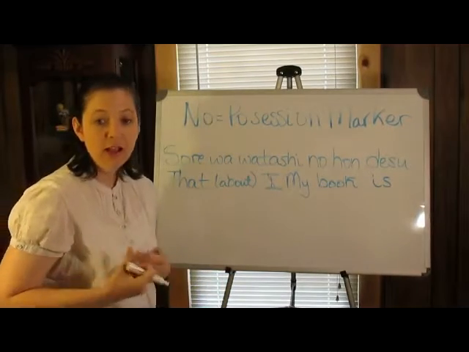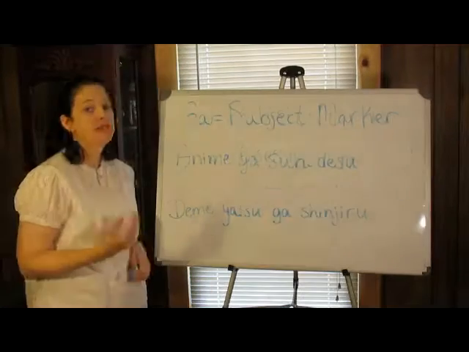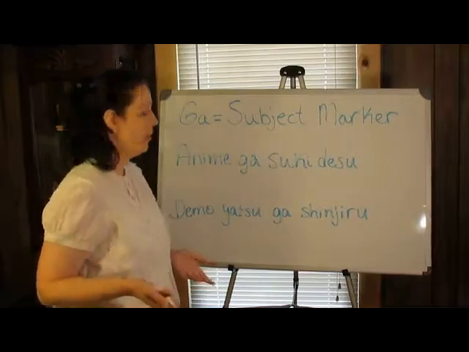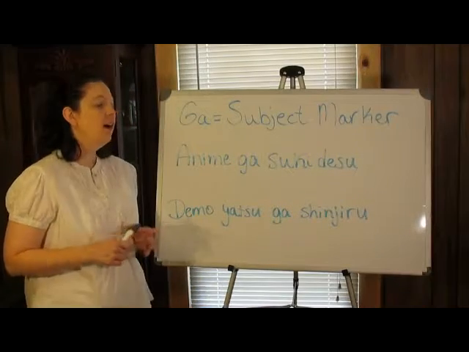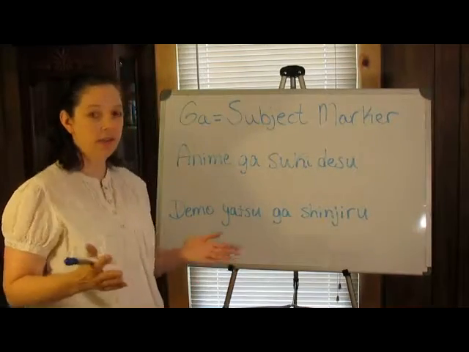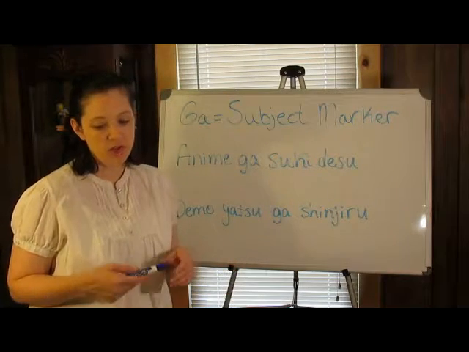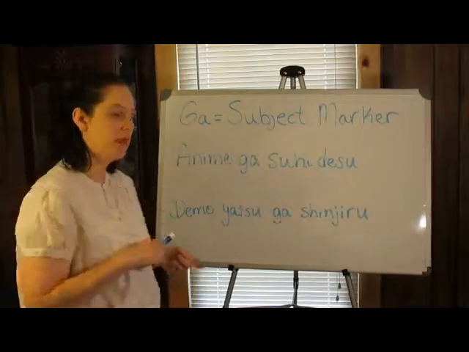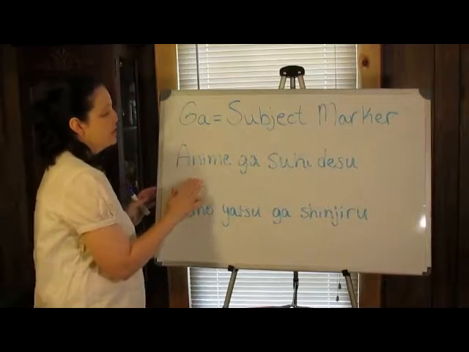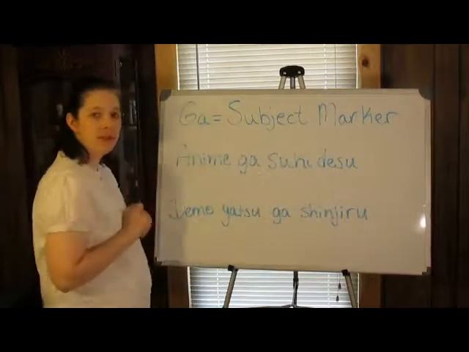Alright. Let's go to our next particle, which is going to be ga. So our next particle is ga. Ga is a subject marker. And ga marks a subject, whereas wa marks a topic. And if you're like me, at first you didn't know what the heck the difference was. So let's look at our first example sentence, and maybe that'll become a little bit more clear. If you look at this sentence, there is no wa. There is no topic specified.